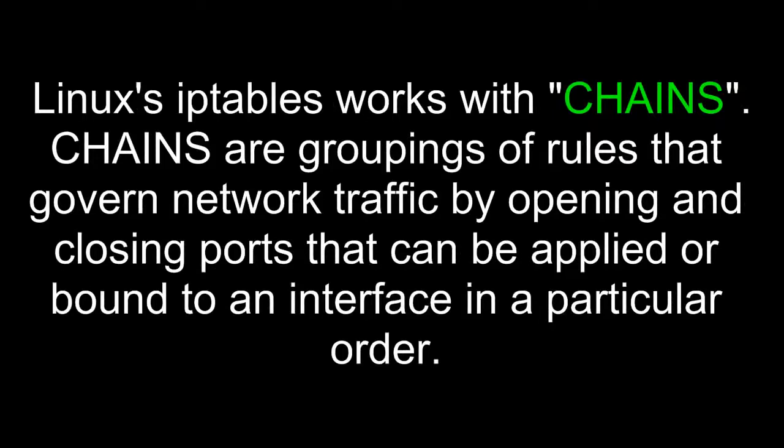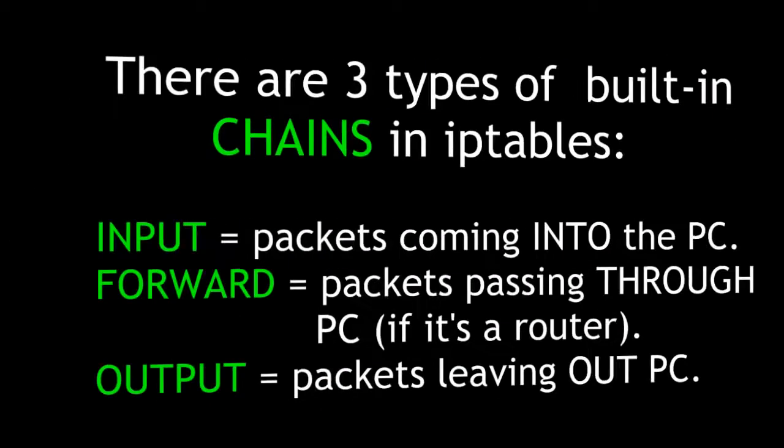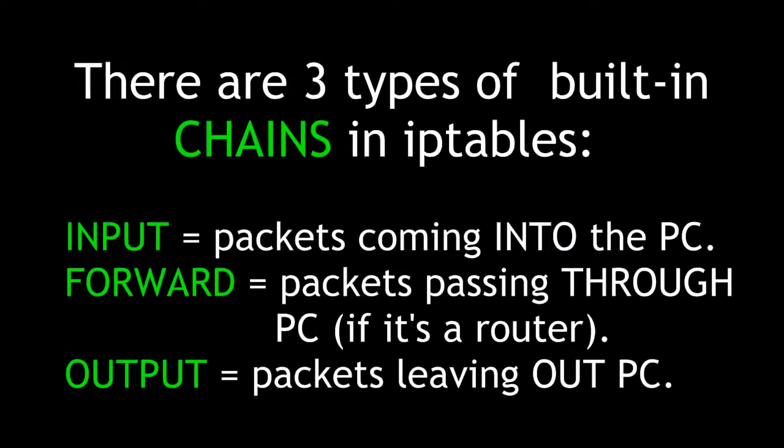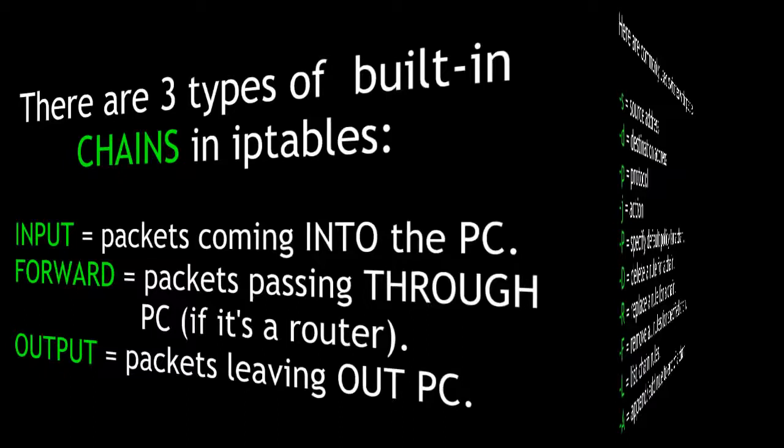Linux IP tables work with chains. Chains are groupings of rules that govern network traffic by opening and closing ports that can be applied or bound to an interface in a particular order. There are three types of built-in chains in IP tables. Input, which controls packets coming into the PC. Forward, which are packets passing through the PC, if it's configured as a router and multi-homed, that is, it has more than one network card. And output, packets leaving or going out of the PC.